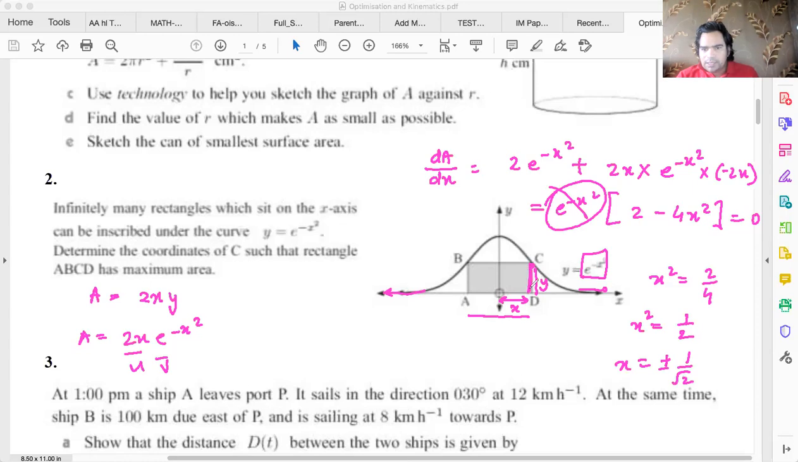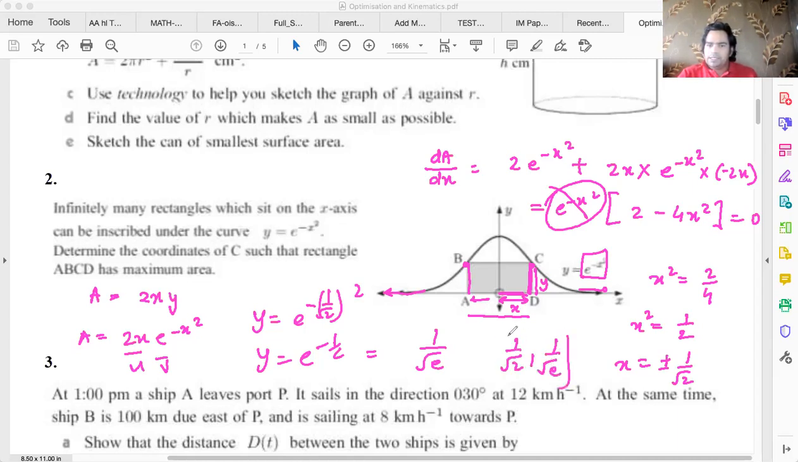So one x coordinate we got is 1 over root 2, and the other possibility is negative 1 over root 2. So now we have the x coordinate. To get the y coordinate, you plug into the function. So you'll get y equals e to the power of negative (1 by root 2) squared, which is e to the power negative half, which is 1 over root e. So this coordinate, 1 by root 2 comma 1 by root e, of C gives the stationary area.